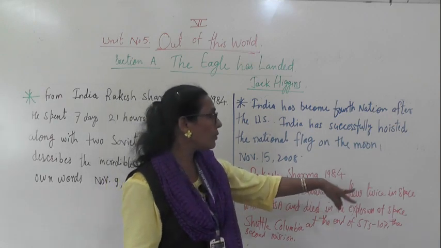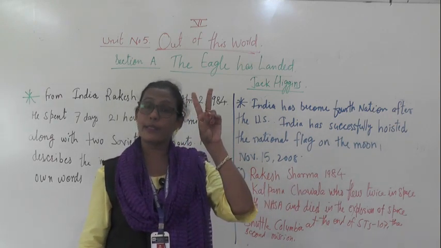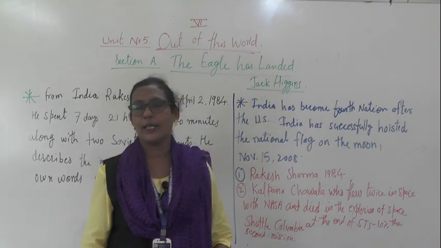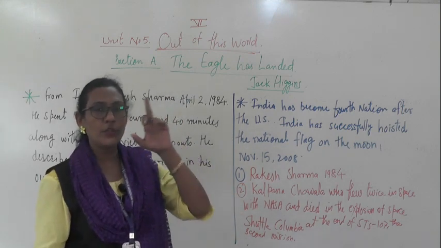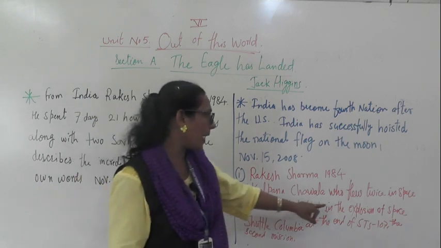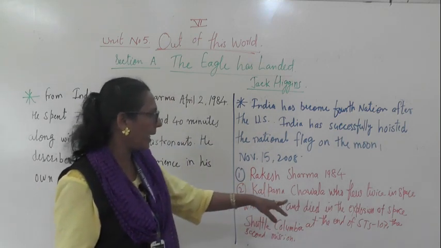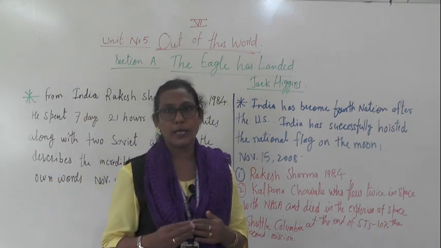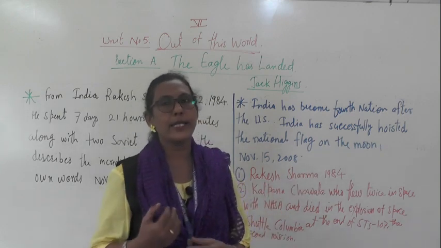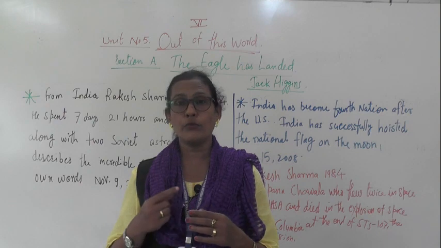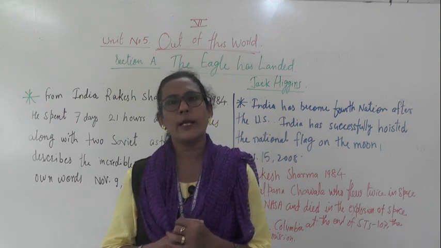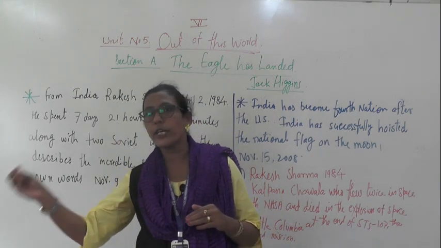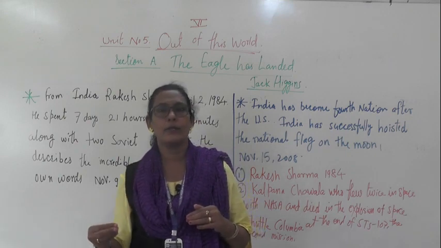Kalpana Chawla flew twice in space with NASA, not only once but twice, and died. She died because the second time, when she was coming back, there was an explosion of the space shuttle Columbia at the end of her STS-107 mission. First was Rakesh Sharma in 1984, and second time Kalpana Chawla went. The first time was very successful. The second time she went there, but while coming back, only a few seconds were left to reach land.